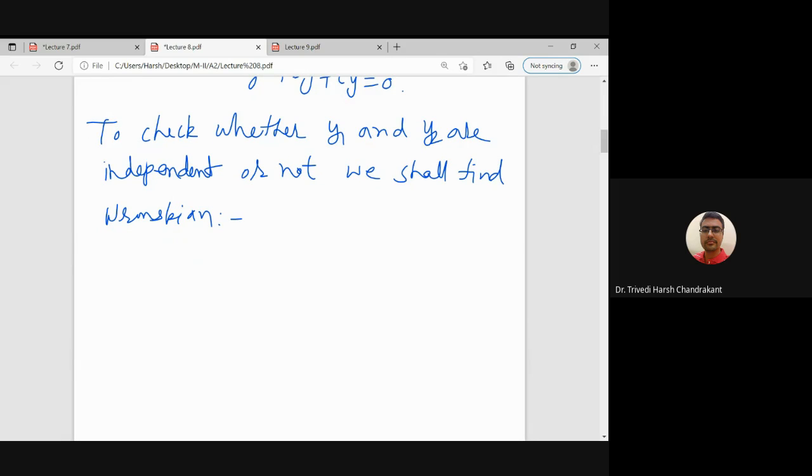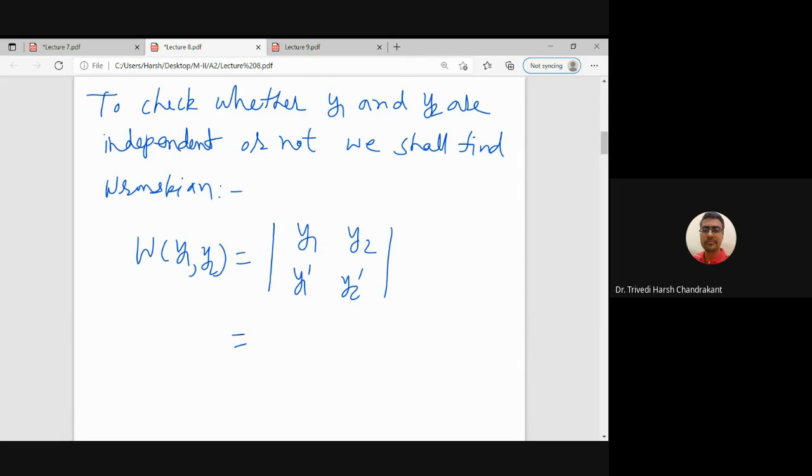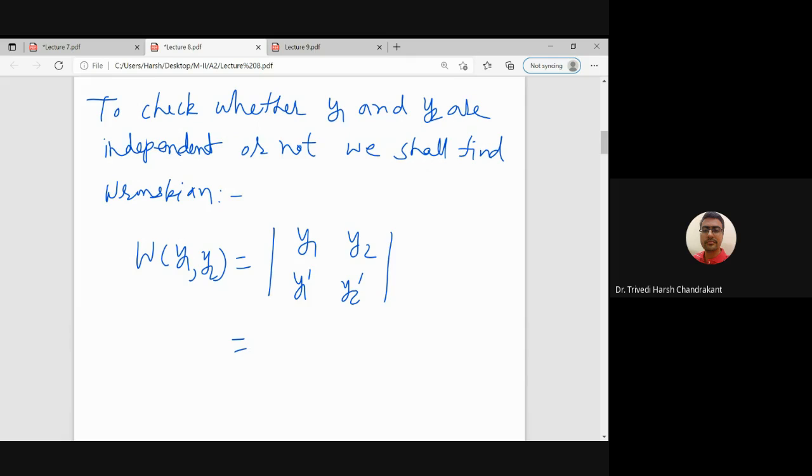Yeah, so what is the Wronskian here? The Wronskian here is the Wronskian of y1 and y2. That is y1, y2, y1 dash, y2 dash, and y1 is e power m1x, and y2 is e power m2x. Its derivative is m1 e power m1x. The derivative of the second function y2 is m2 e power m2x, right?